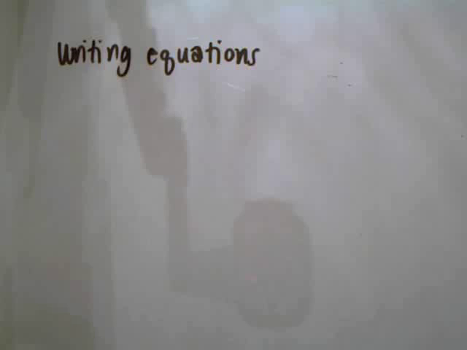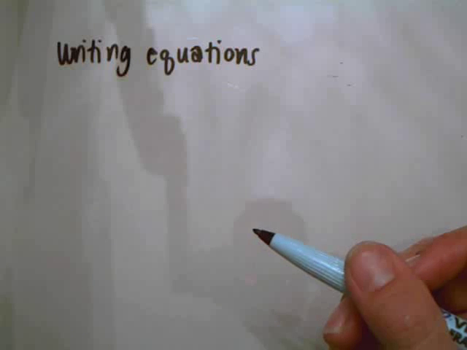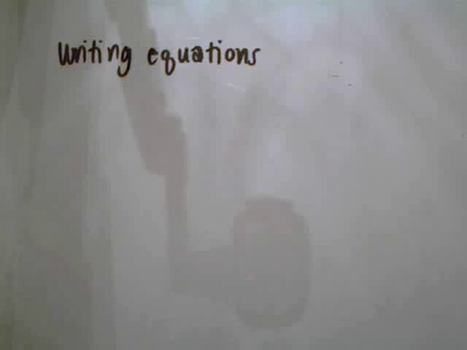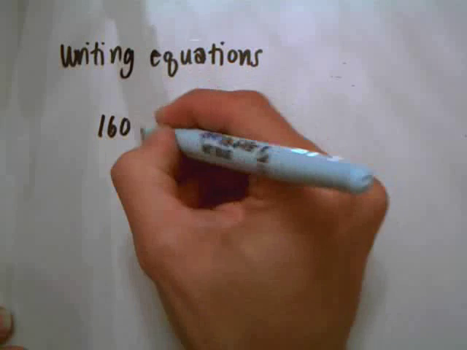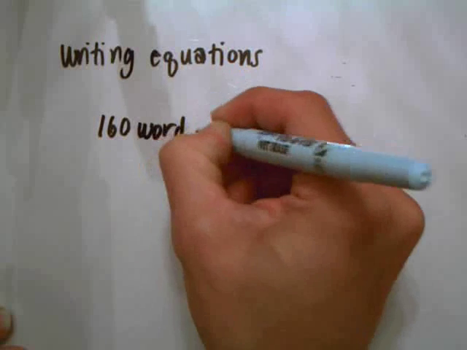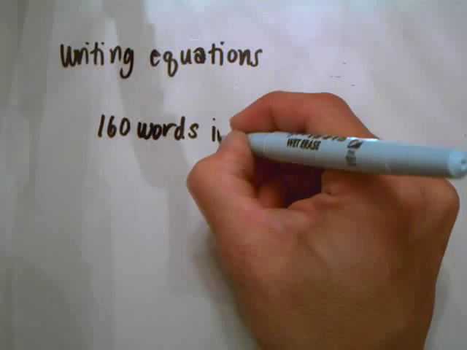All right, let's talk about writing equations now. So I'm going to give you two examples, and hopefully by the end of this video, you'll have a better idea about how to write equations from a unit rate or a rate of proportionality. So let's take the example that I used in the last video. Let's just say you can type 160 words in 4 minutes.